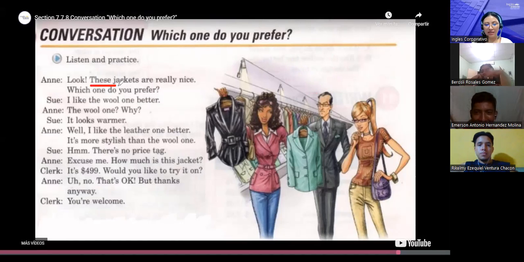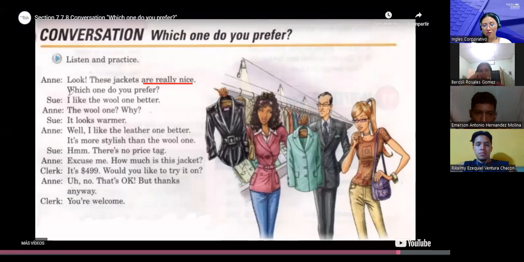Hey, look, these jackets. Miren, ¿están cerca o lejos? They are close. Cerca, en la mano. Very near. These jackets are really nice. ¿Qué están diciendo de las jackets? The jackets están bien bonitas. Exactly. Which one do you prefer?